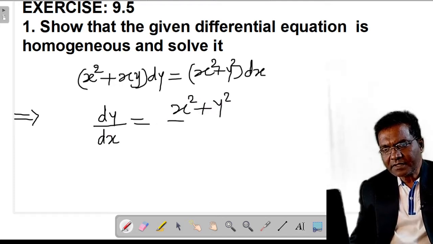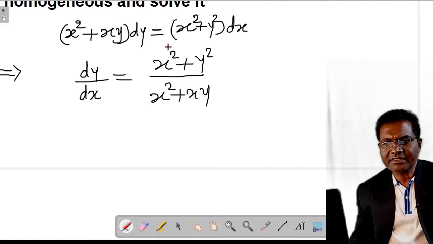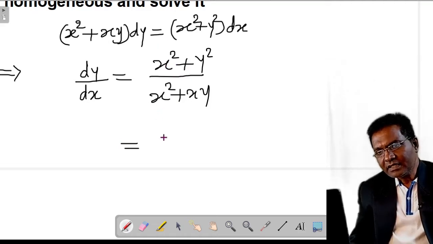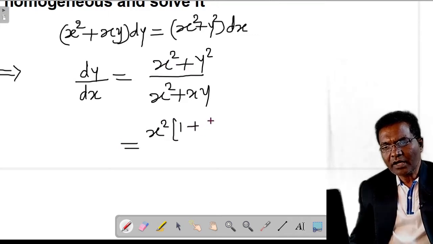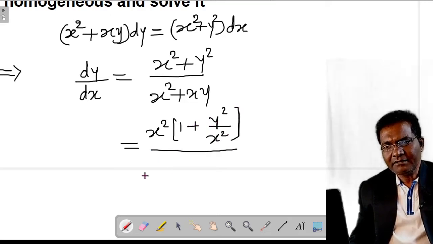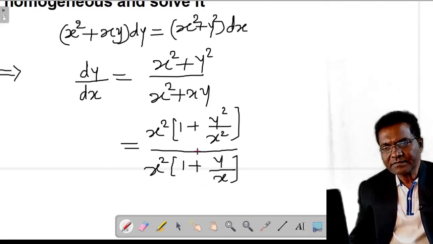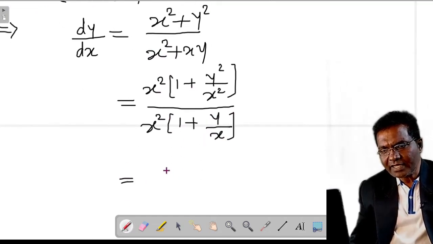x square plus y square by x square plus xy. Now look at this. If you take x square common in the numerator, what will we get? 1 plus y square by x square, divided by, again taking the highest degree term x square common, 1 plus y by x. You will get, okay, so look at this, x square cancels, means x power 0 you will get.